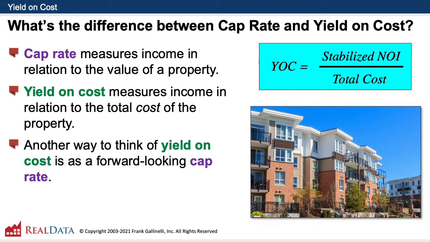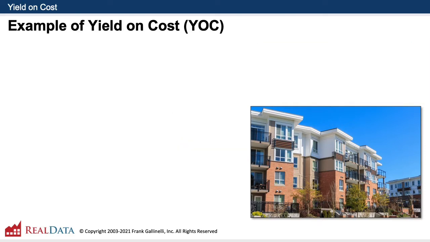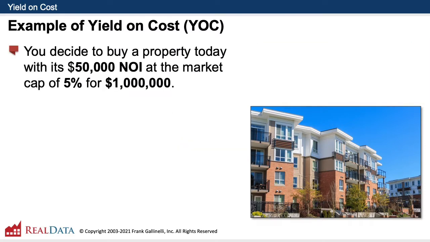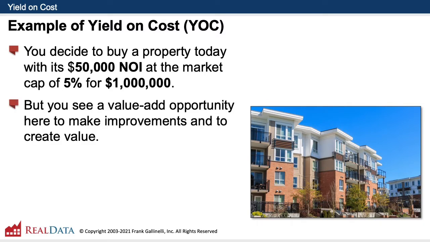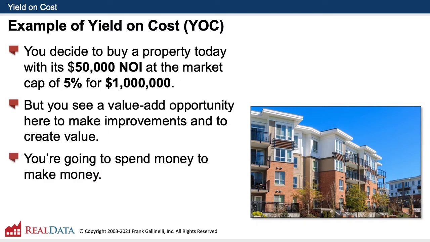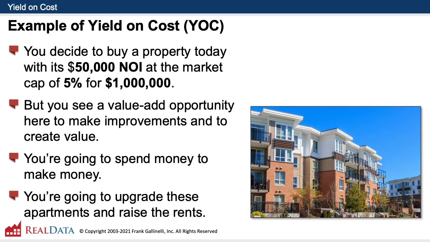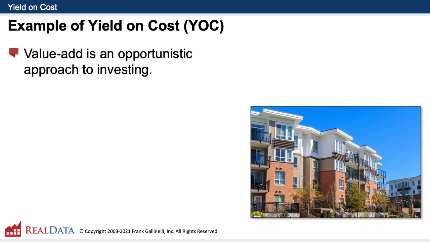Okay, let's try to make some sense of this by hanging some numbers on these words. You decide to buy a property today with its $50,000 NOI at the market cap rate of 5%. So you decide to buy it for $1 million. But you see a value-add opportunity here to make some improvements and to create value. You're going to spend money to make money. Specifically, you're going to upgrade these apartments and raise the rents.